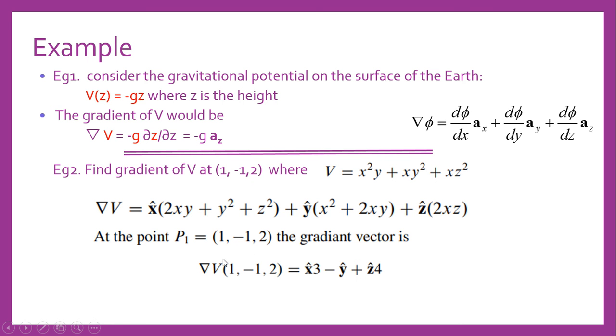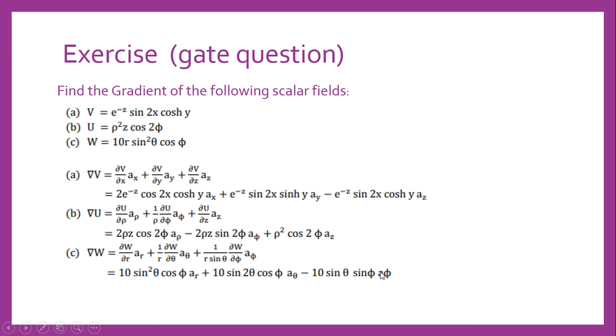You get the gradient vector as del v of (1, -1, 2) equal to 3x minus y vector plus 4z vector. So this is an exercise. Let us see the GATE question.